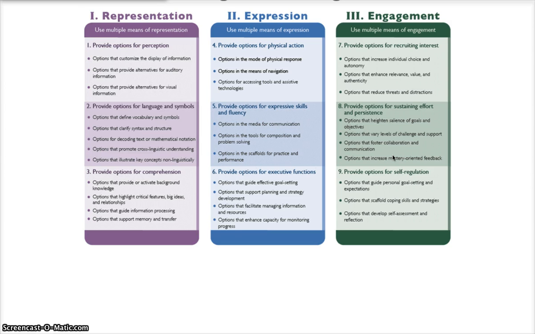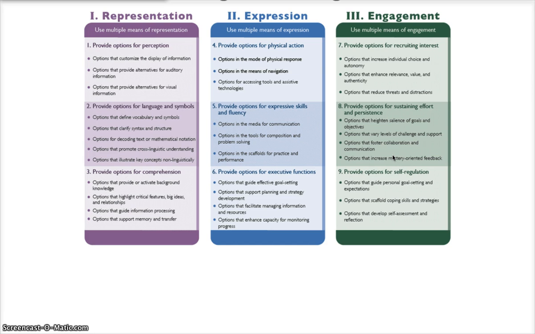Provide options for comprehension. So number 3, options that provide or activate background knowledge. So we try to do contextual learning. We try to link previous knowledge by reinforcing that and building on top of it. Options that highlight critical features, big ideas and relationships. So imagine a cognitive map or semantic map, or concept map, that shows how things work or how things are linked together.